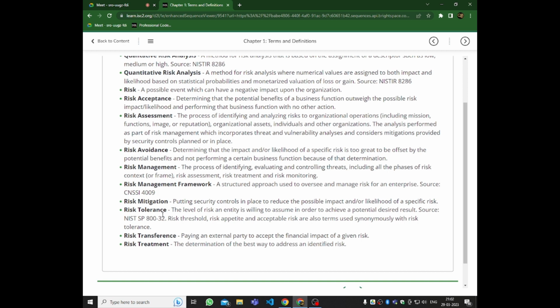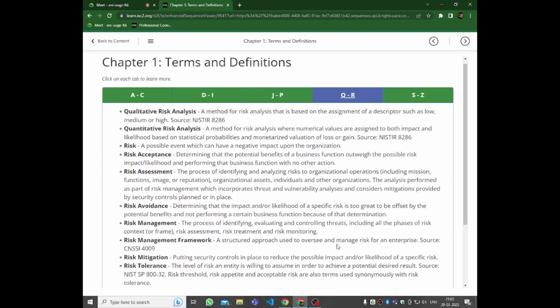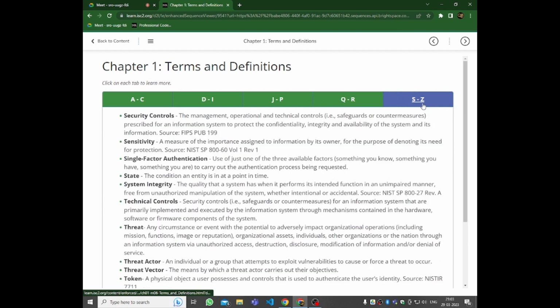And the next is risk tolerance. That is the level of risk an entity is willing to assume in order to achieve a potential desired result. And the next is risk transference, paying an external party to accept the financial impact of a given risk. And the last is risk treatment, the determination of the best way to address an identified risk.